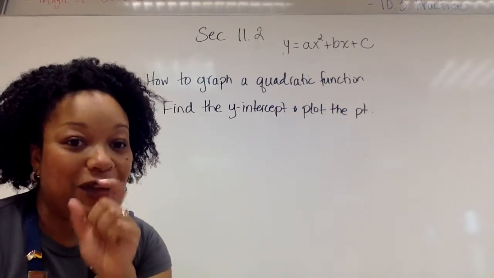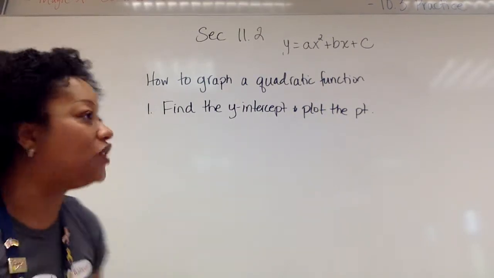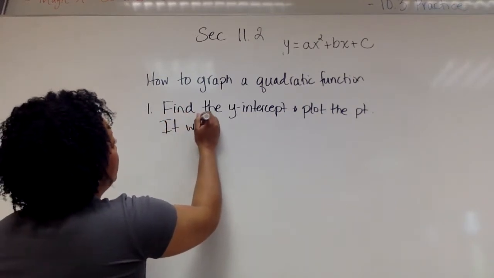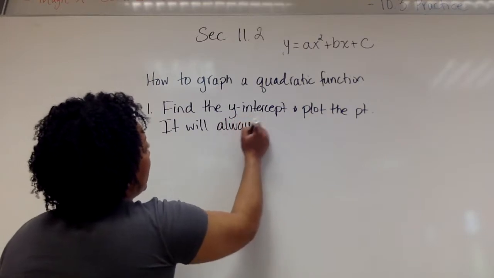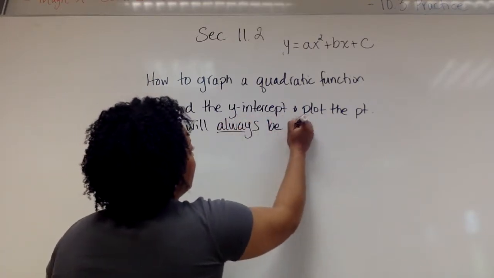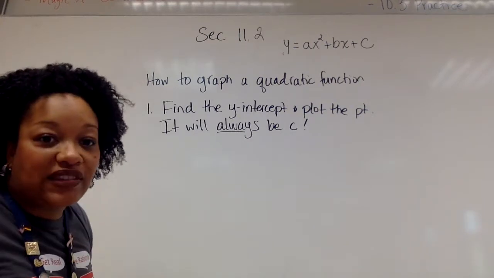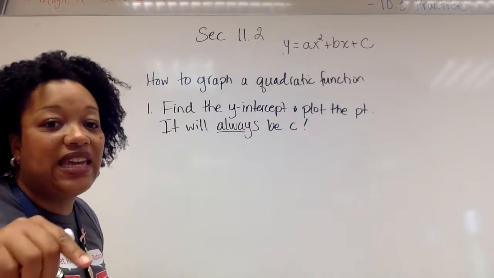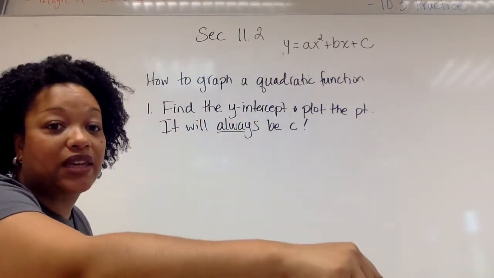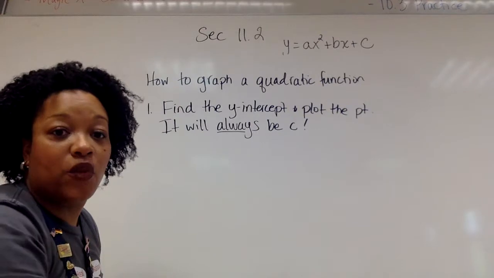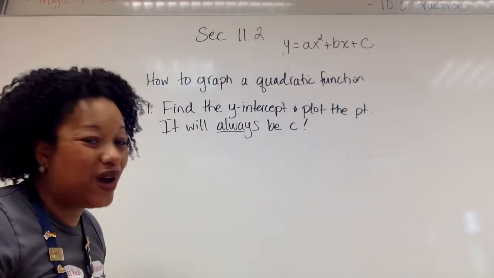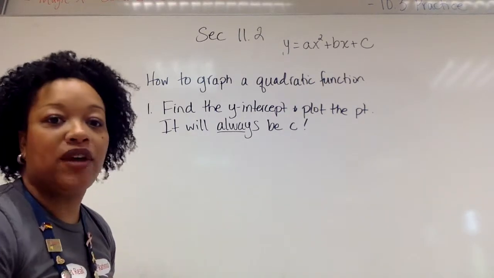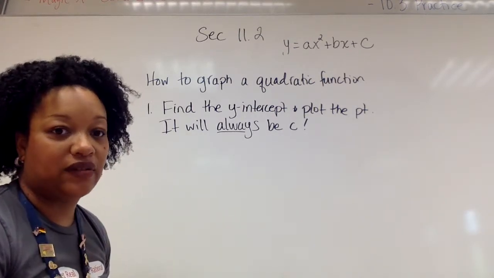The trick to knowing, or the shortcut to knowing what your y-intercept is, is this. Write this down. It will always, underline always, be c. All right? So whatever your c is in your function, whatever that number is, that tells you what number to plot on the y-axis. Easy. Don't mess up easy. Plot that point. That's the first point that's going to be on your parabola, that y-intercept. Next step.